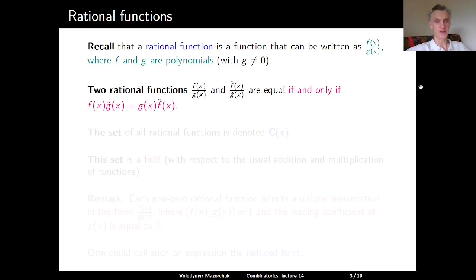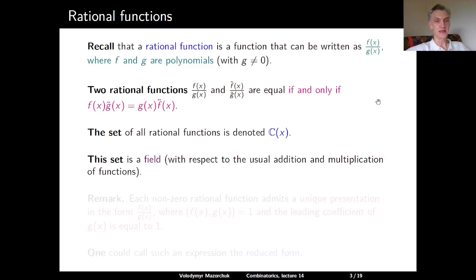Two rational functions f divided by g and f tilde divided by g tilde are equal if and only if f times g tilde is equal to g times f tilde, now as polynomials. And the set of all rational functions is denoted by C of x with this kind of brackets. This set is a field with respect to the usual addition and multiplication of functions.